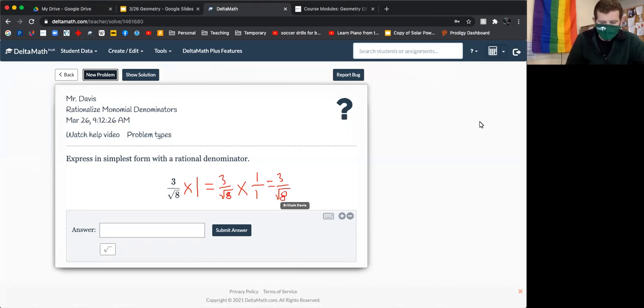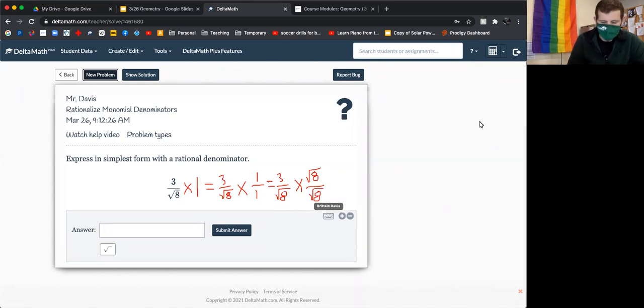Now, keep in mind that when I multiply by 1, I'm keeping this value the same. It never actually changes its value. So now what I'm going to do is multiply by 1, but I'm going to do it in a weird way. Instead of 1 over 1, I want to do square root of 8 over square root of 8.